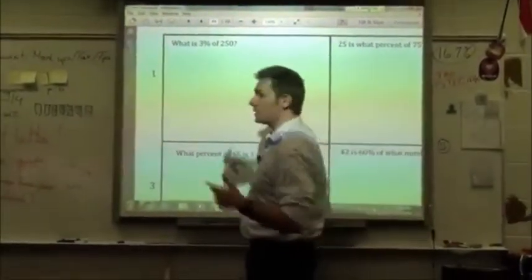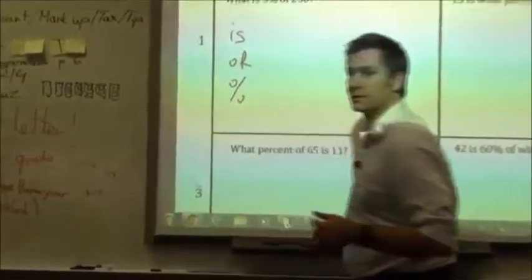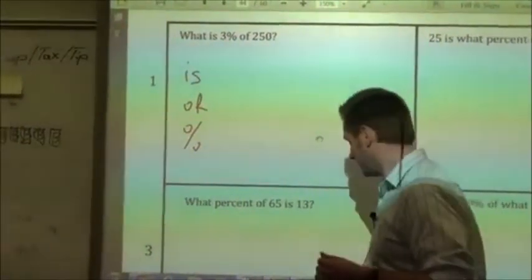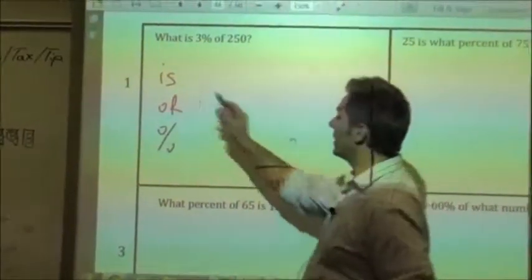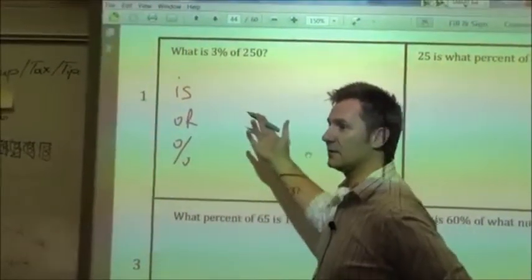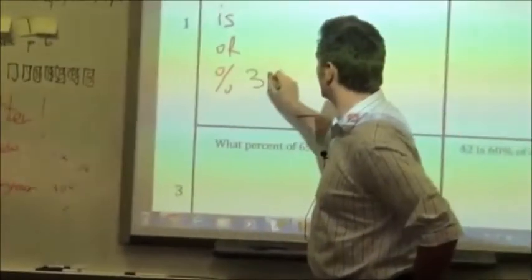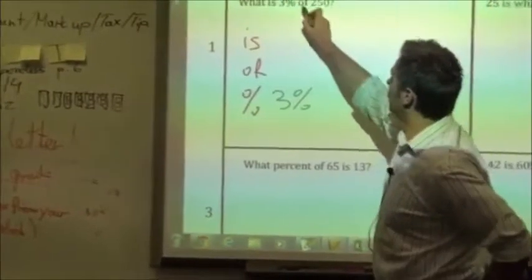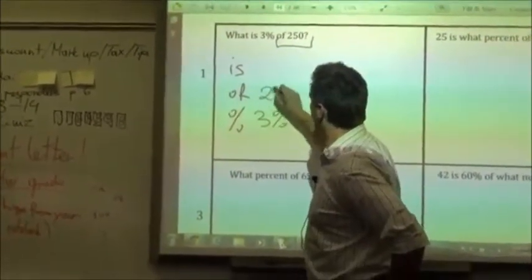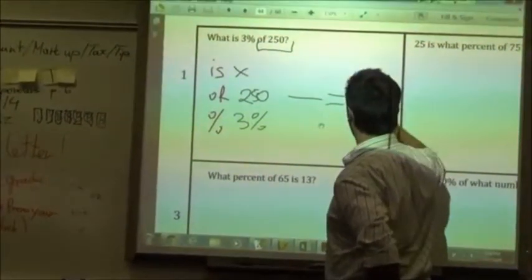3% of 250. Once again, we're going to write is, of, and percent. Please, everybody write is, of, and percent in their pocket. Yes. Thank you. Now, let's see. What is in our case? Where does percent go? Down there. Yes, percentage goes right here. Of 250. Where does that go? Of. What are we looking for? Is. Excellent. So we have is over of, percent over 100.